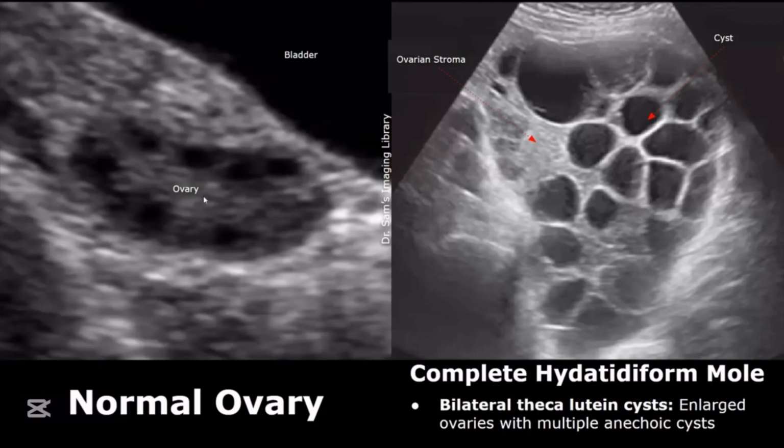There is another image showing theca lutein cysts. The ovary is enlarged and has multiple anechoic cysts, and this area is the ovarian stroma.